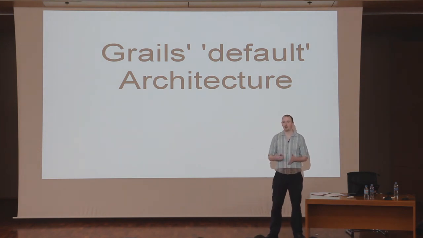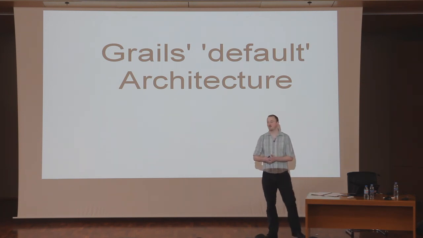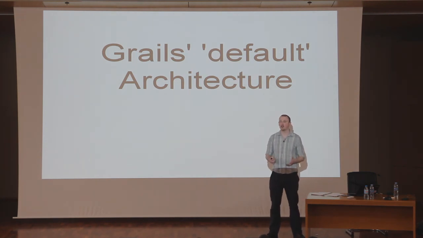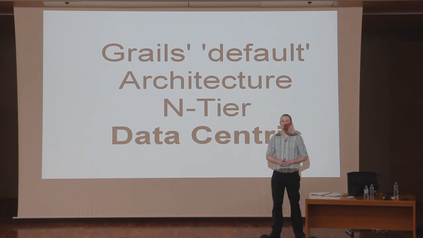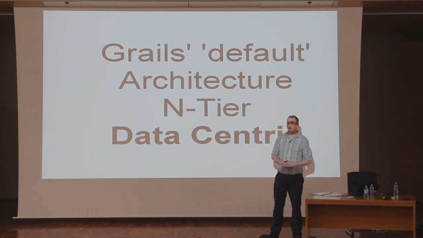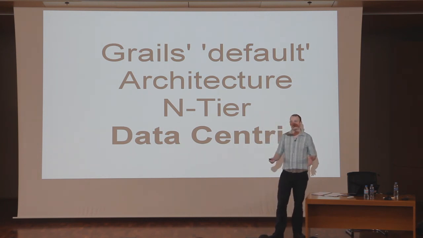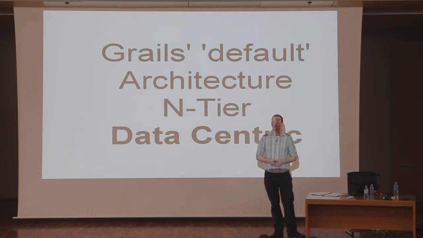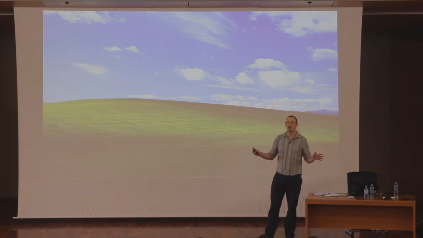You are already using an architecture that you will find in the documentation. You will find it in pretty much any Grails application you look into. And it's one that was broadly inherited from Spring. And it is an N-tier data-centric architecture. That's what you're probably using. Now, I'll go through what this is. I'll describe it to you and then show you a different approach, which is what the title of the talk is, Hexagonal.